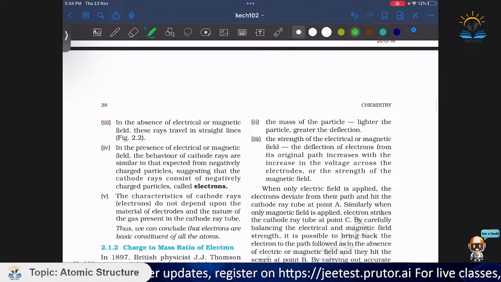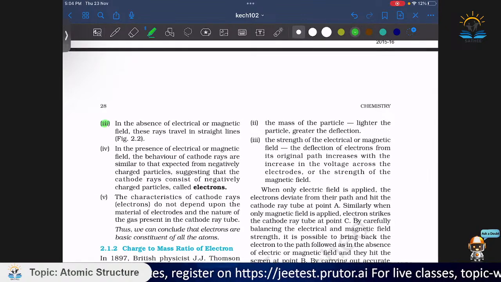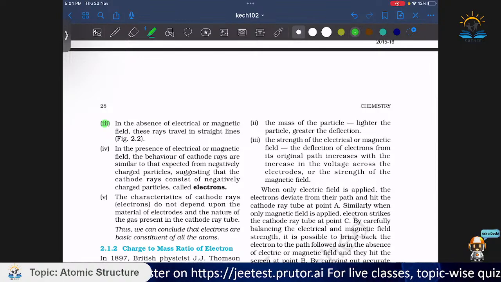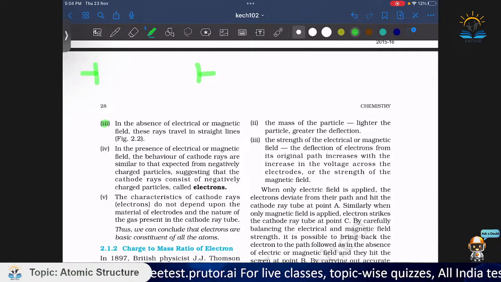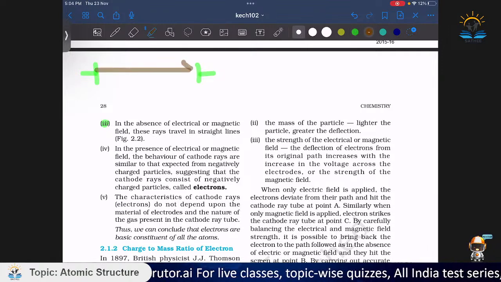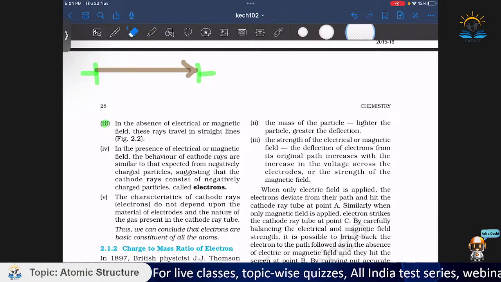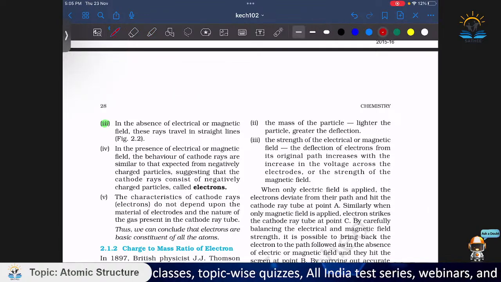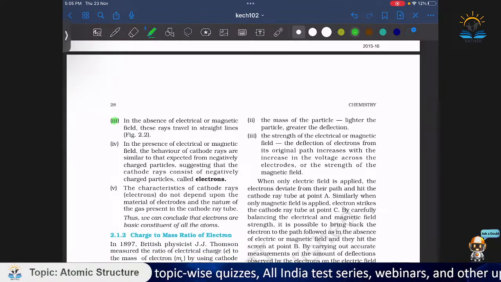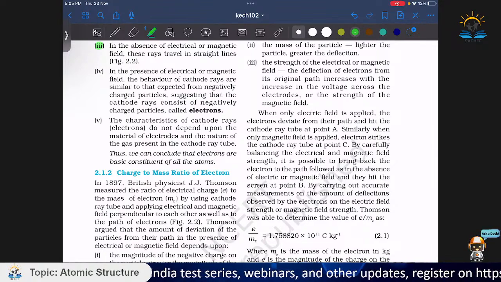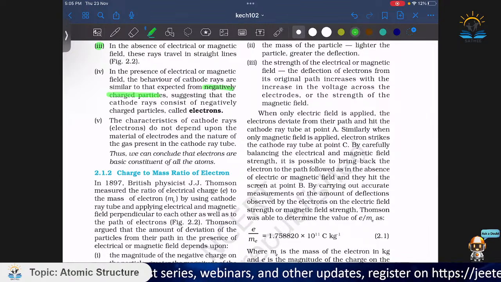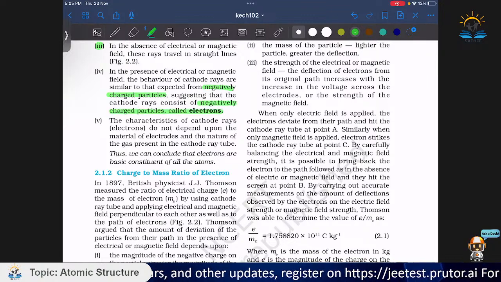Okay. Third was, in the absence of electrical and magnetic field, these rays travel in a straight line, which means that from cathode to anode, if there is no magnetic field in between, these will directly travel in a straight line. Okay, that is what they are trying to say. In the presence of electrical and magnetic field, the behavior of these rays is similar to that expected from a negatively charged particle. So it was concluded that these particles are negatively charged and they were named electrons.